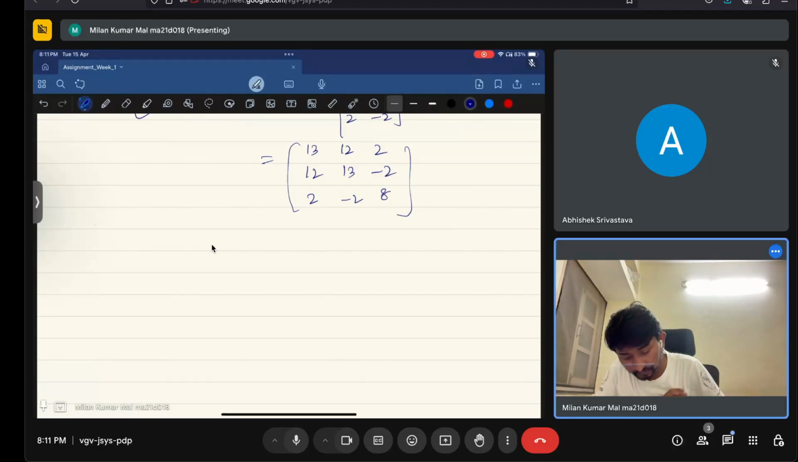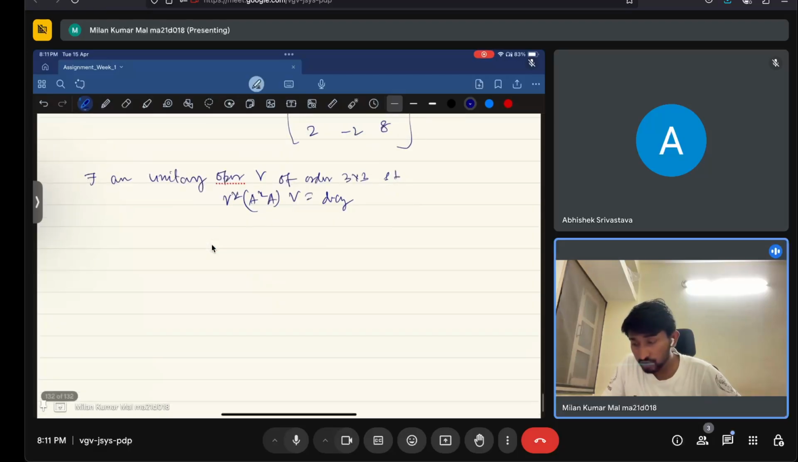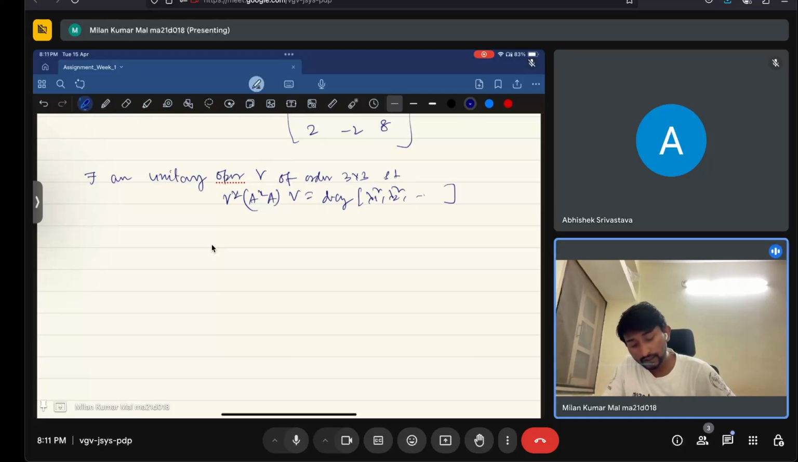So there exists a unitary matrix V of order 3 by 3 such that V star A star A V is a diagonal matrix of the eigenvalues. First we have to find the diagonal of lambda 1 squared, lambda 2 squared, and so on, where these are the eigenvalues of A star A.